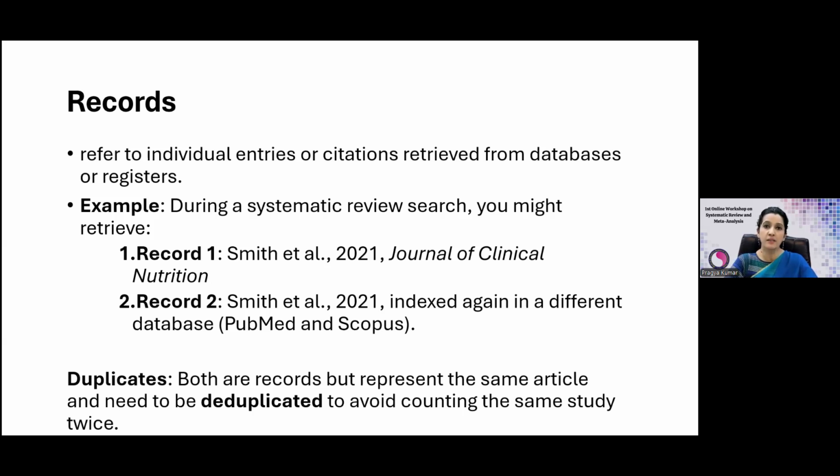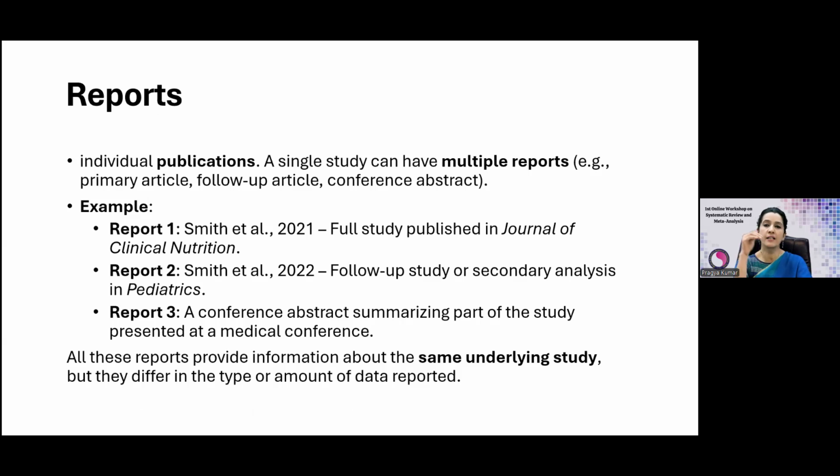The second term is report. Now, what is a report? Basically, a report is the published manuscript. So an individual publication is known as the report. Now, what is a study? A single study can have more than one report. Like, you have often faced that whenever you go to a conference, there is a study and you present a smaller part of that study. Let's say you present only one objective in one conference, and the rest of the two objectives you might present in some other conference. But there will be two conference publications from the same study.